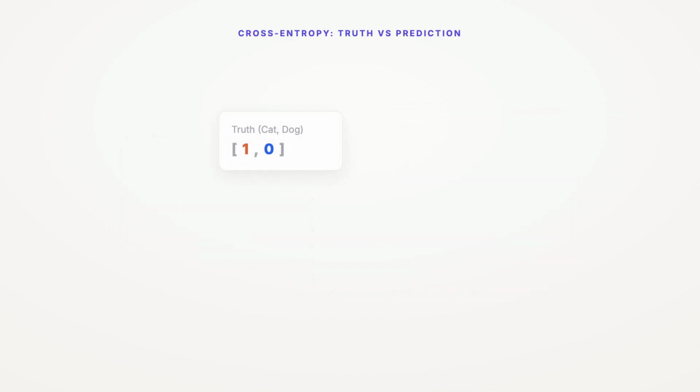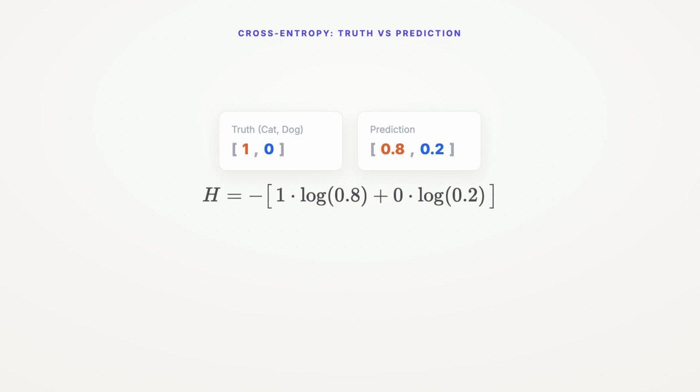So where does cross-entropy come in? Cross-entropy compares two things: the true distribution and the model's predicted distribution. For cat versus dog, the truth is simple. Cat is 100%, dog is 0. We write that as 1, 0. The model predicted 80% cat, 20% dog.